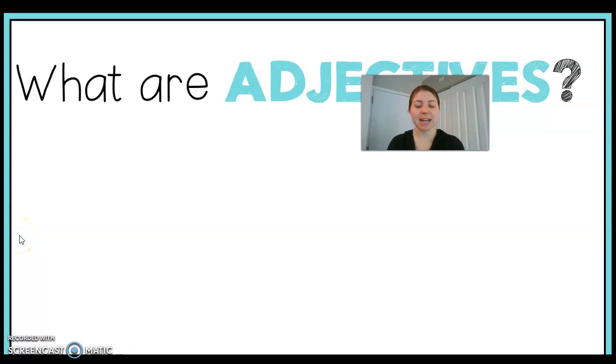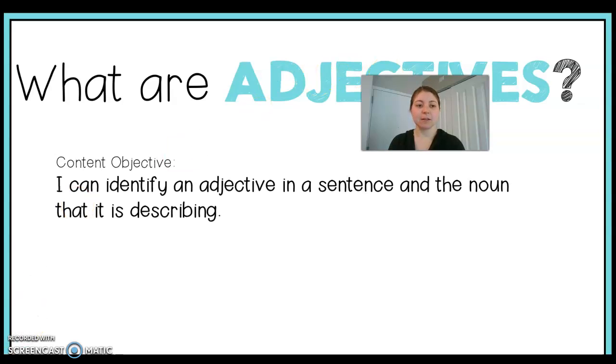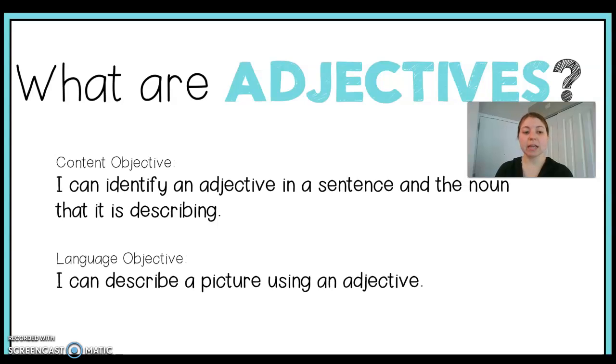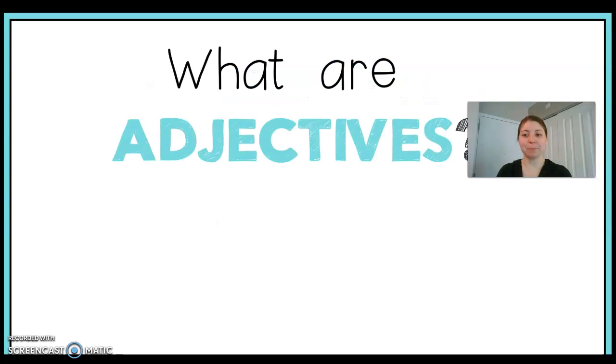Hi, boys and girls. Today we're going to talk about what are adjectives. Our content objective is I can identify an adjective in a sentence and the noun that it is describing. Our language objective is I can describe a picture using an adjective.